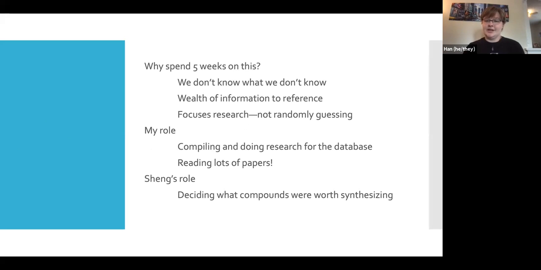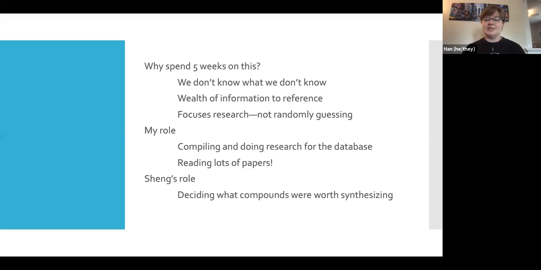So we spent 5 weeks on this because we don't know what we don't know. Basically what that means is that we know that there are gaps in this research of uranium superconductors, but we don't know what those gaps are necessarily. And so our aim to fill those gaps is to create a knowledge of what the gaps are. There's a wealth of information that my PI is now able to reference, and it focuses our research. So we aren't just randomly guessing what might be a good superconducting compound.